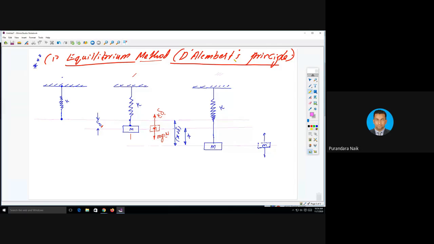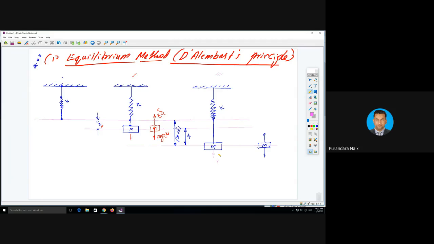In the third figure, I am going to apply an external force. Here in the second figure there is no external force. It is due to the self mass. That's why we have two forces, one is mg and another one is K delta, the self weight. But here in the third figure, I'm going to apply a load of F, applied force F.